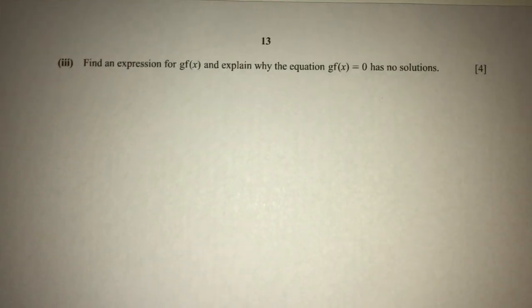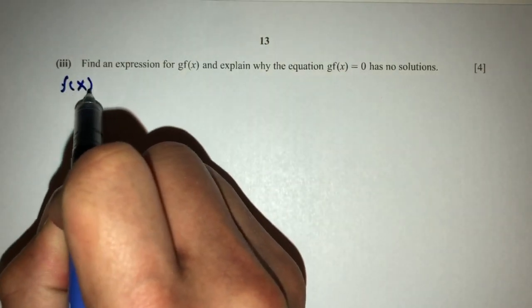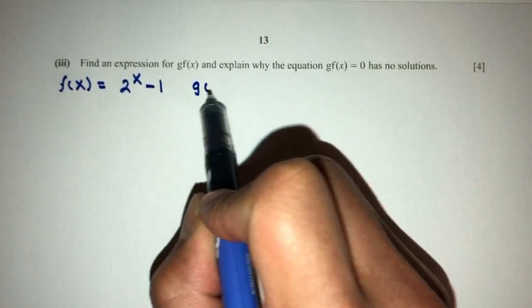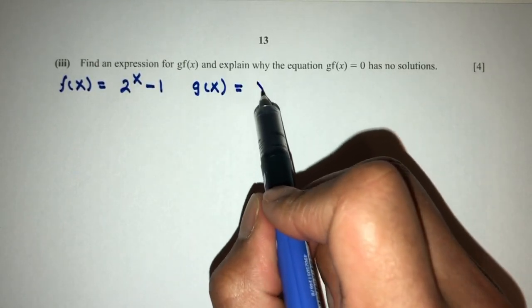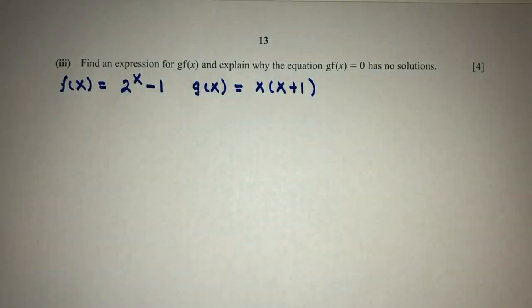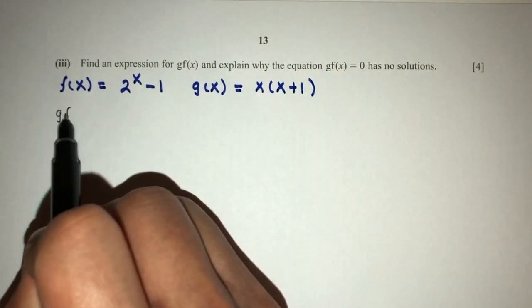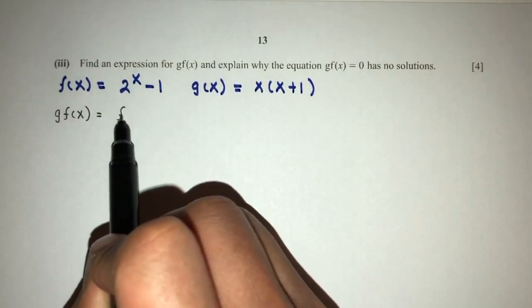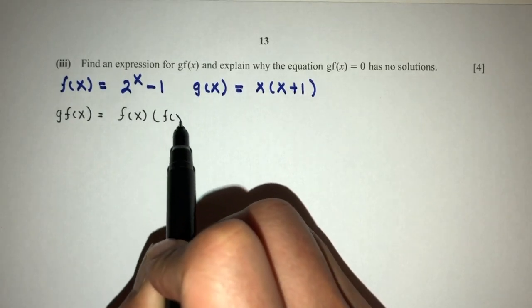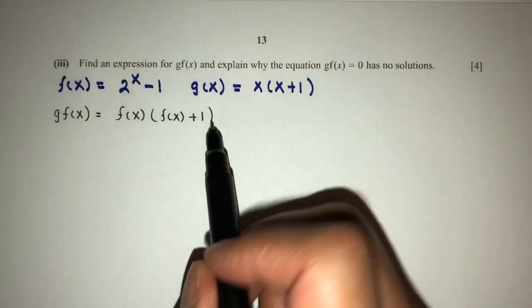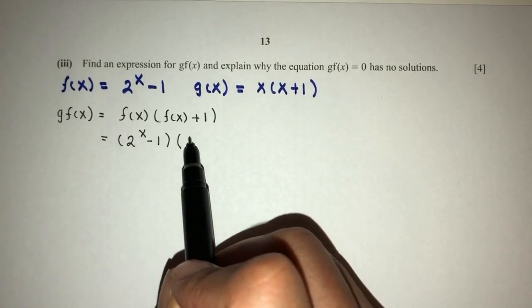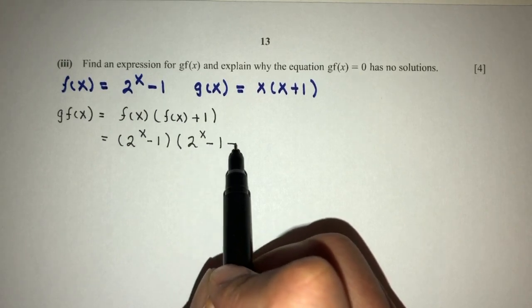Now let's move on to part 3 of the question. So we have to find g f of x. So first let's write down, we have f of x is equal to 2 power x minus 1, and g of x is equal to x times x plus 1. So first let's find g of f of x. That will be, replace x by f of x, that will be f of x times f of x plus 1. That will be what? f of x is 2 power x minus 1 multiplied by 2 power x minus 1 plus 1.